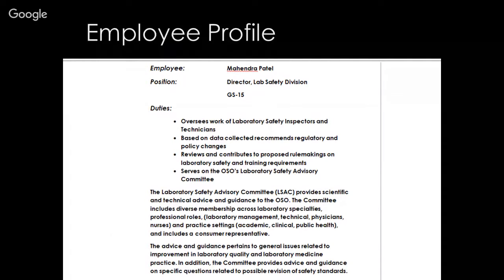Right. This person reviews and contributes to proposed rulemakings on laboratory safety and training requirements. And then finally, this person also serves on a laboratory safety advisory committee for the office. So that's an additional duty. The Safety Advisory Committee is providing scientific and technical advice and guidance. The advice and guidance pertains to general issues relating to improvement in laboratory quality and laboratory medicine practice. And they provide advice and guidance on specific questions related to possible revision of safety standards.